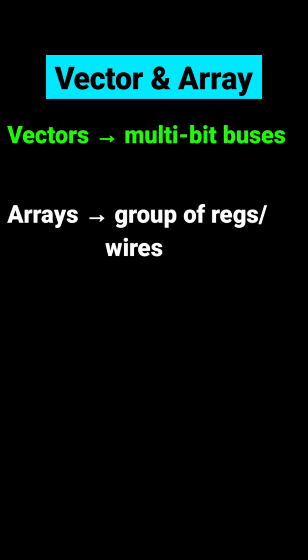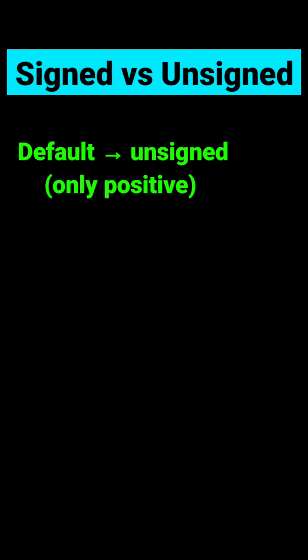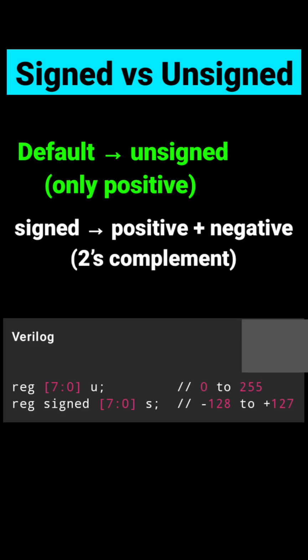Now next is vectors and arrays. Vectors let you define multi-bit signals like buses. Arrays group multiple vectors together. Signed versus unsigned. By default, Verilog numbers are unsigned. With signed, you can represent both positive and negative numbers.